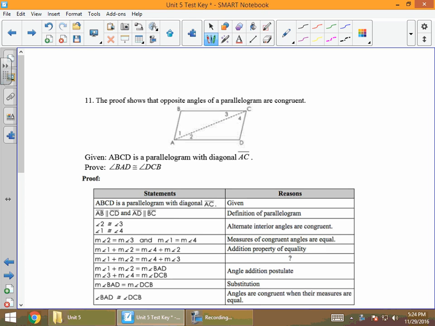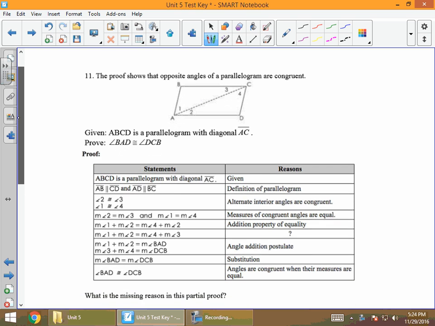Welcome back, guys. This is page 3 of the Unit 5 test. This page is worth 3 points. This is all review stuff.